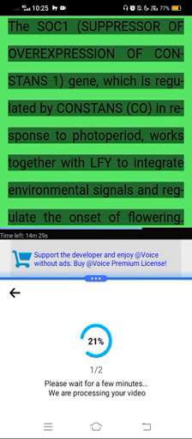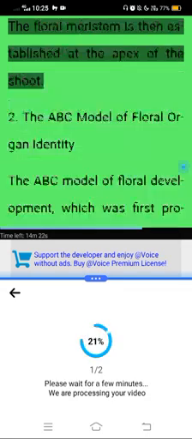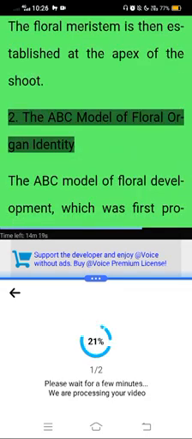The SOC1 (SUPPRESSOR OF OVEREXPRESSION OF CONSTANS 1) gene, which is regulated by CONSTANS (CO) in response to photoperiod, works together with LFY to integrate environmental signals and regulate the onset of flowering. The floral meristem is then established at the apex of the shoot. 2. The ABC model of floral organ identity.